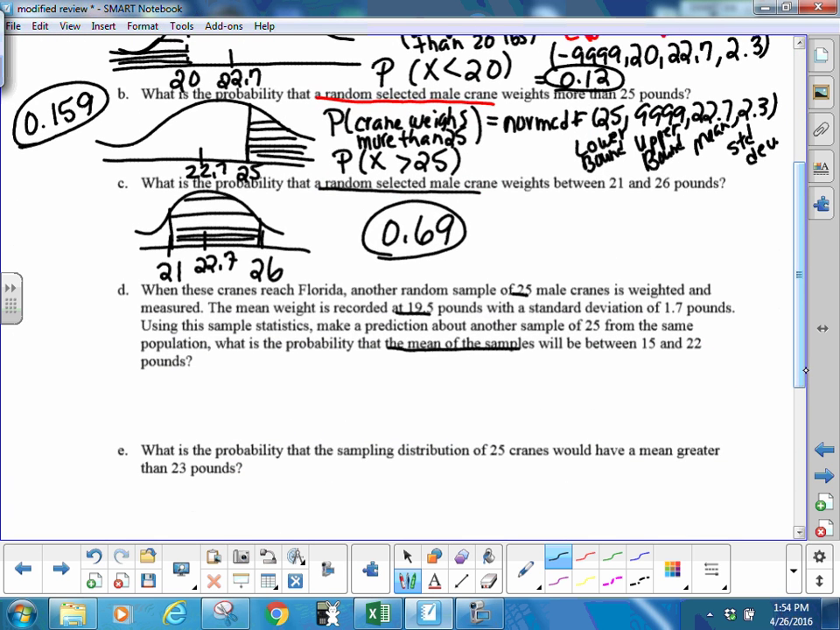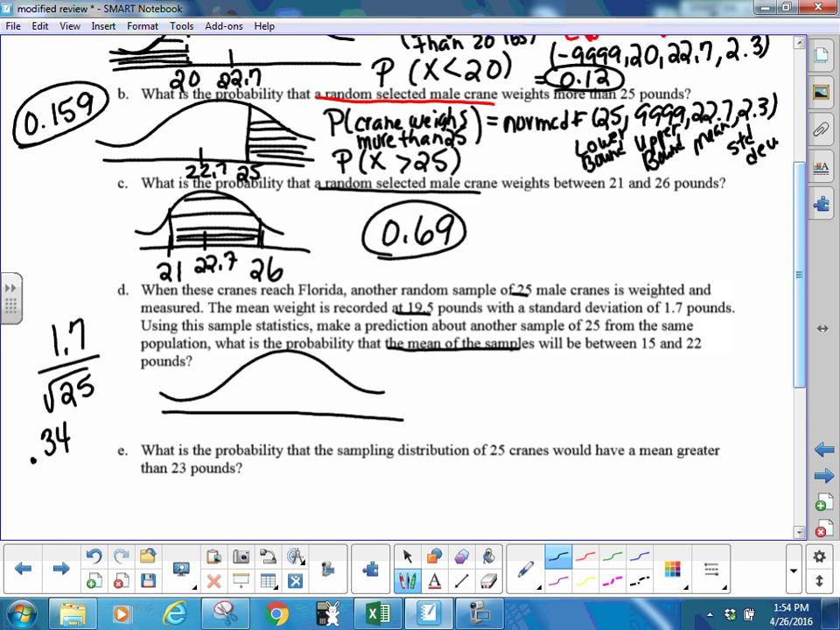So let me come out here and do my standard deviation. It was 1.7, but if we're only doing that, I got 34 hundredths. Did anybody else get that? So I sketch. 15 and 22 are my lower and upper. 19.5 is my mean. We're doing the mean of the samples.